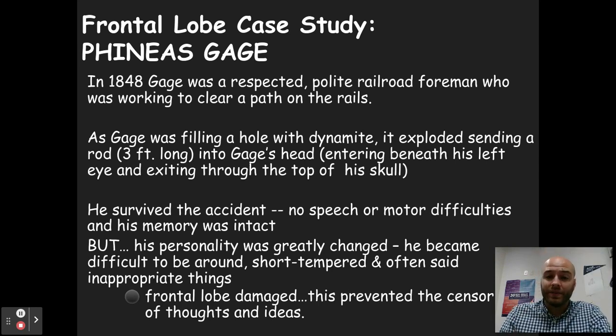The amazing thing was that he'd survived the accident. And he didn't seem to have any speech or motor difficulties, and his memory was completely intact.